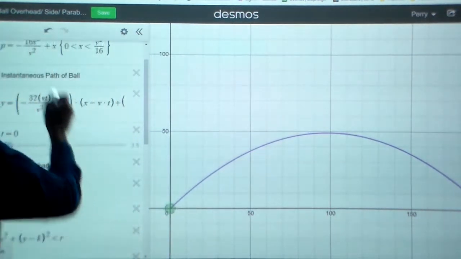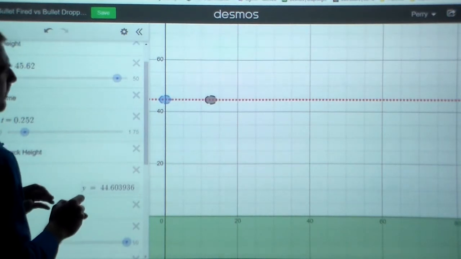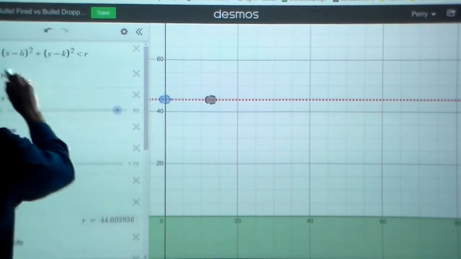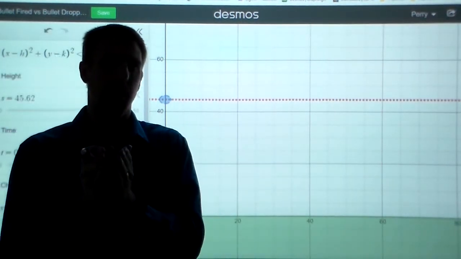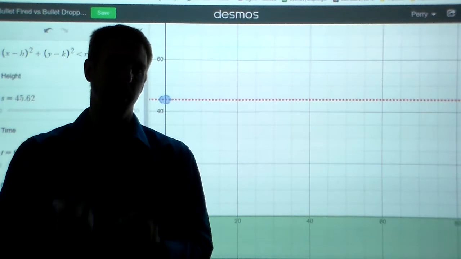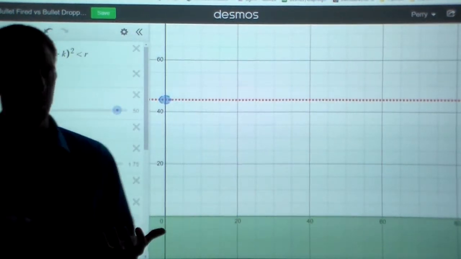Okay. Before we get too deep into that, let's go back to the bullet for a second. The first one that I dropped is not moving forward at all. So the only thing we have to look at is what's affecting it up and down. And if I'm dropping something, there's really only one thing affecting it.